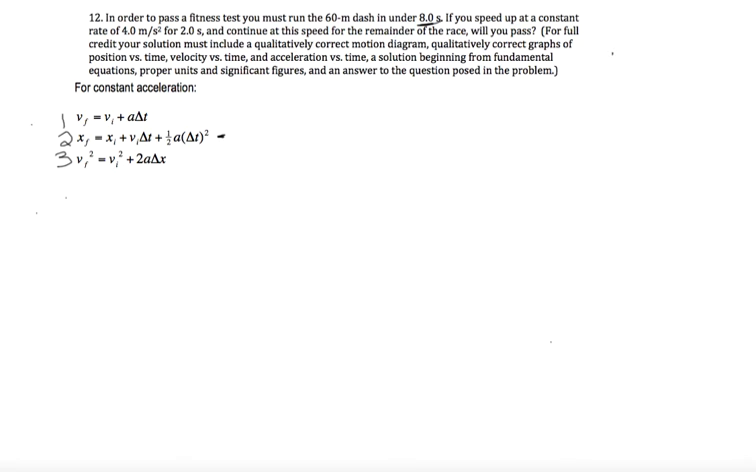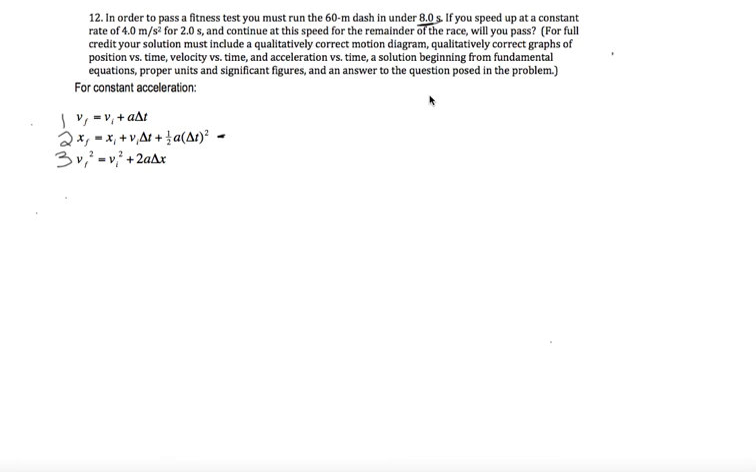Okay, so this is my first video of this kind, and I'm not sure what I'm doing, but I'm going to try a motion problem. We have a fitness test, 60-meter dash, and it must be run in under 8 seconds. We speed up at a constant rate of 4 meters per second squared for 2 seconds, and then we continue at that speed for the remainder of the race, and we want to know if we will pass.